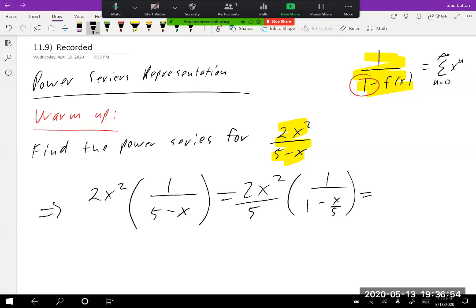So now we see that this would be 2x squared over 5 times the summation of n equals 0 to infinity of x over 5.